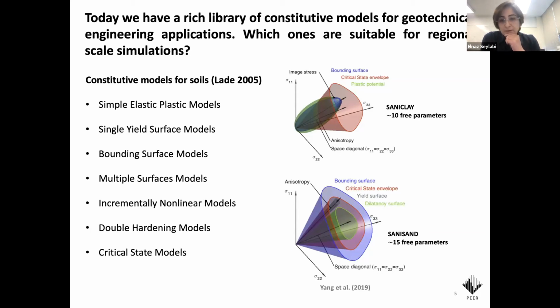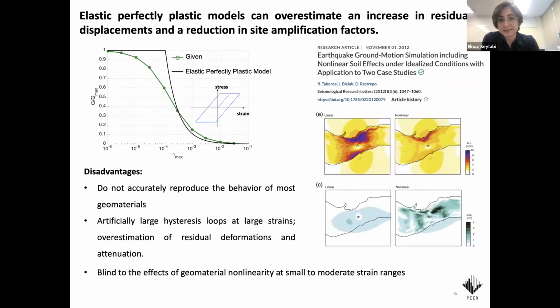Of course, we cannot start with a very complex model because it would be impossible to calibrate at the regional scale. So researchers started to look into this problem by using very simple models, and the first try was elastic, perfectly plastic models. As I'm trying to show here, by using this model we don't have any hardening. Therefore, this model can barely capture the shear modulus reduction curve, which is one of the main features we want in our constitutive models for near surface geomaterials.